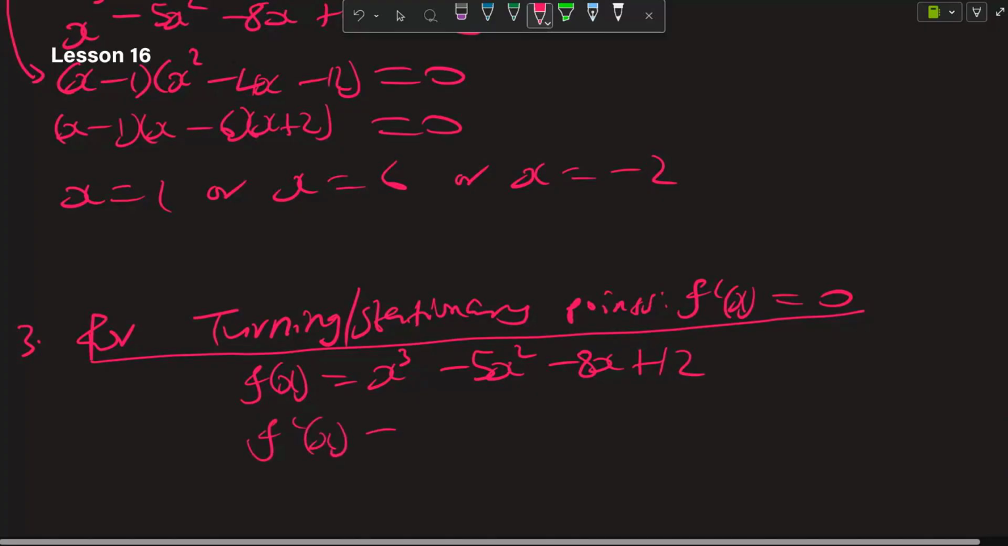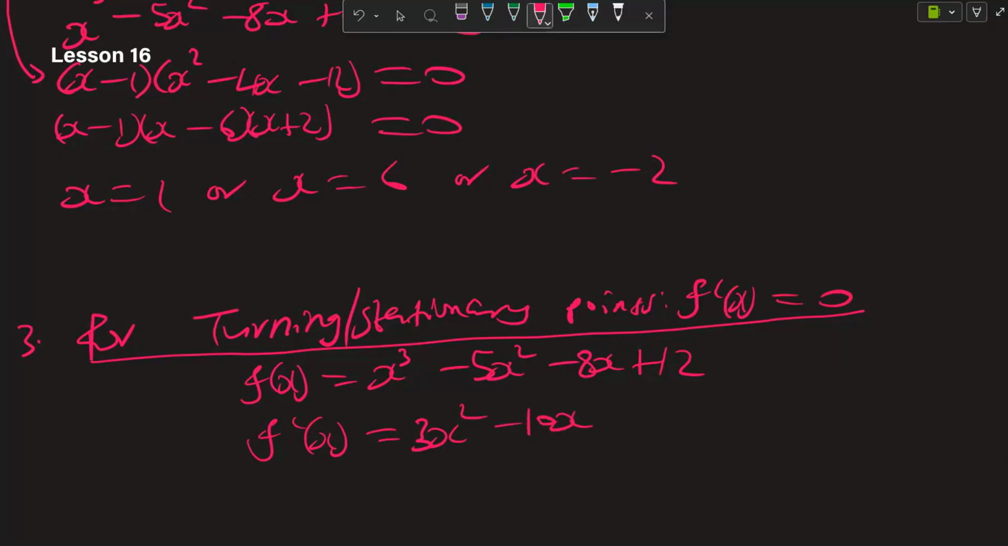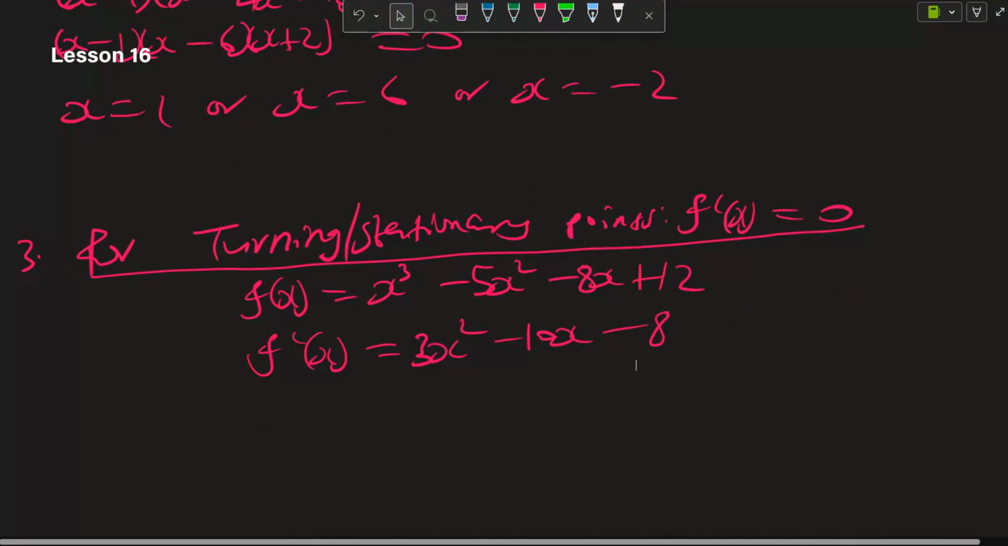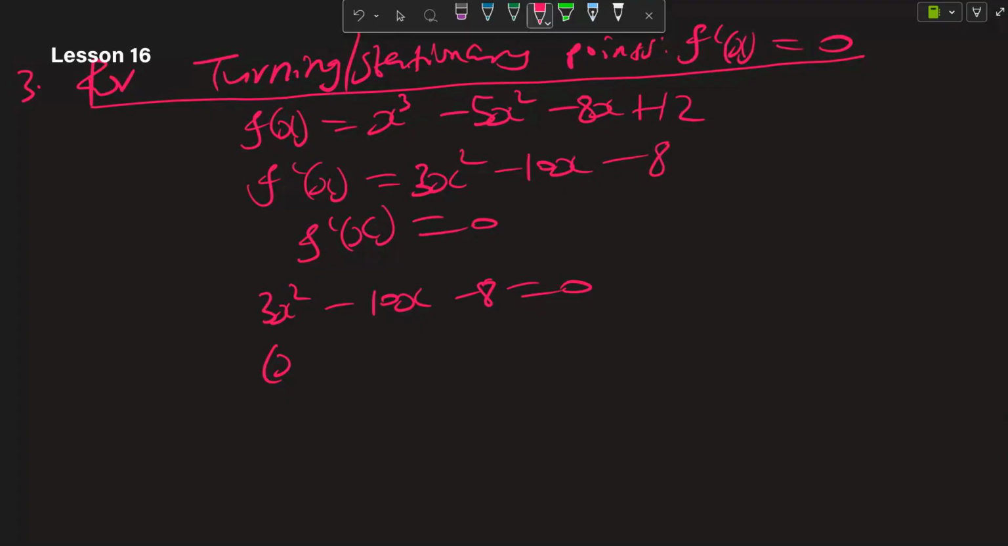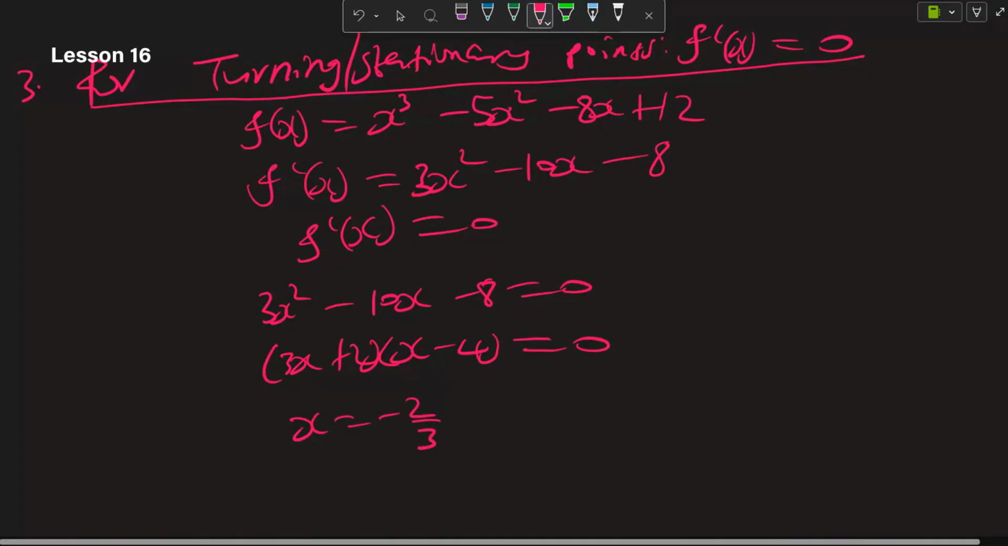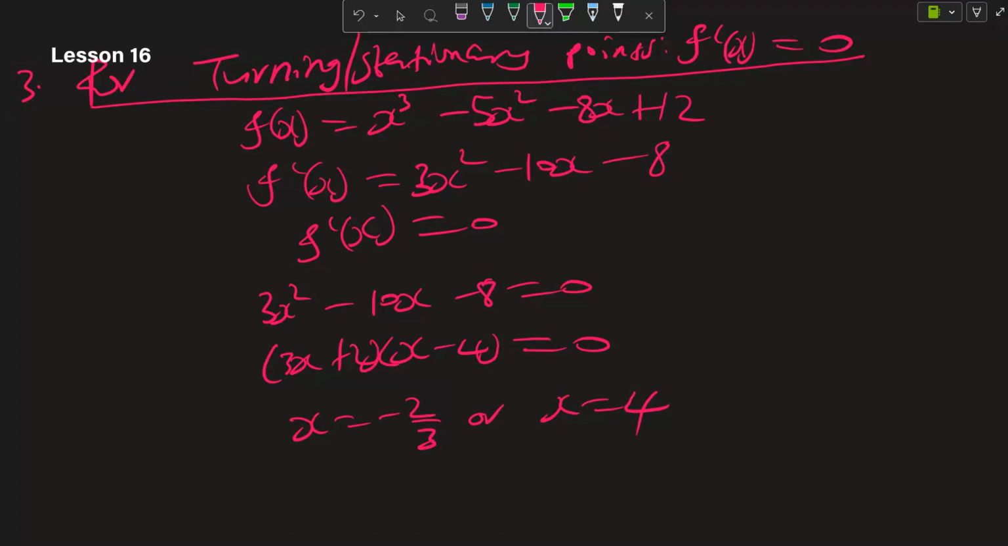Now let's differentiate. When you differentiate this, you have 3x squared minus 10x minus 8. Now remember, at the turning points, the first derivative is 0. Then f'(x) is actually 0. So that means 3x squared minus 10x minus 8 is 0. Now let's factorize that. If you don't want to factorize, you can use the quadratic formula. So that is (3x plus 2)(x minus 4) equals 0, and then x is minus 2 over 3, or x is equal to 4. So we use the first derivative to get the x coordinates of the turning points.